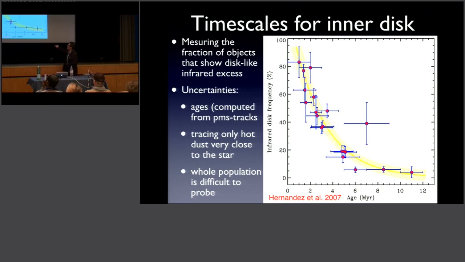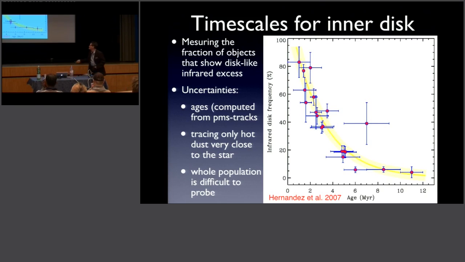And this graph is telling you that the inner optically thick disk, let's say the dust that is close to the star, to some extent disappears on an e-folding time. The yellow thing is an exponential fall off, and the e-folding time is, roughly speaking, 3 million years. So it's telling you that at the very beginning you have a very high fraction of stars with disks. This means essentially that almost all stars are born with an optically thick disk, almost all of them.